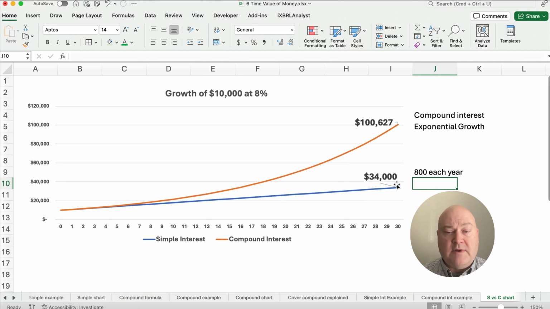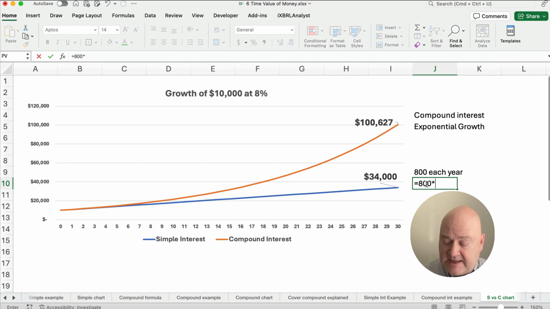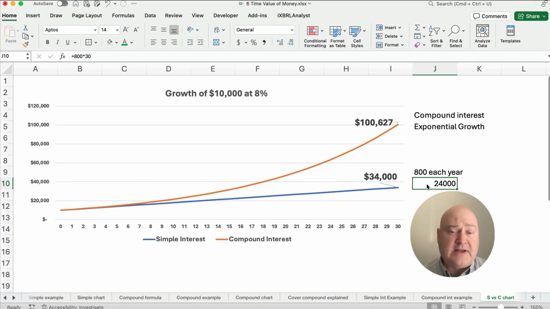Well, remember we saw the pattern for simple interest. It's $800 each year for 30 years. So how much interest would you earn? Well, $800 times 30 years would be something like 24,000. So your original 10,000 plus 24,000, you'd have 34,000. You might be happy with that. You're like, well, I started with 10, now I have 34,000.